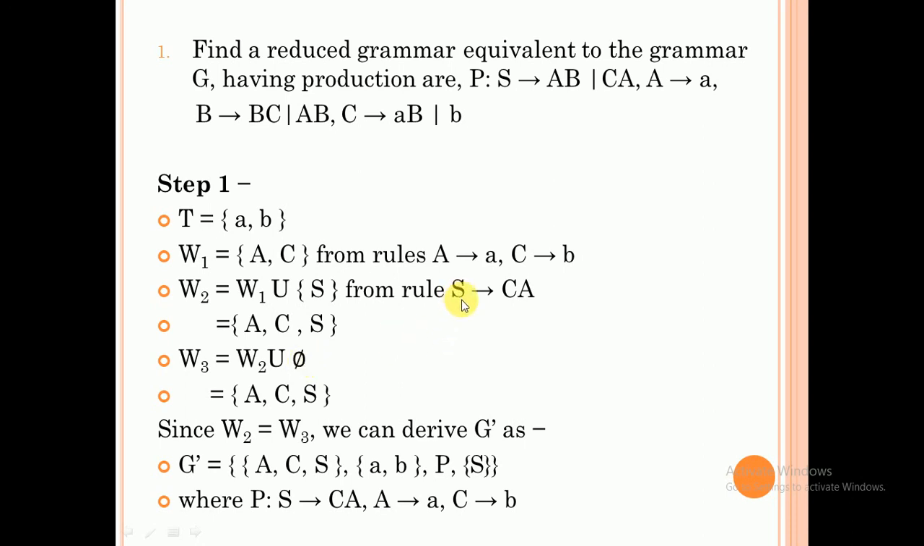So here you are getting only 3 productions. S goes to CA, A goes to small a, and C goes to small b. Only these 3 productions will be taken to step number 2.